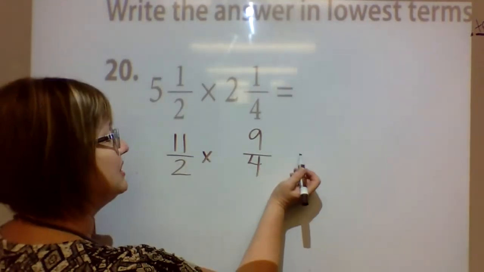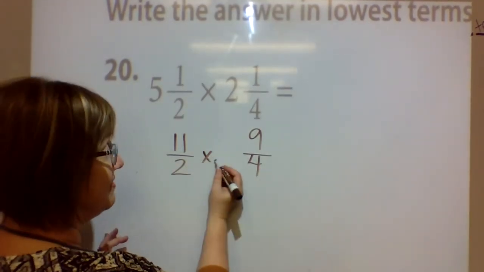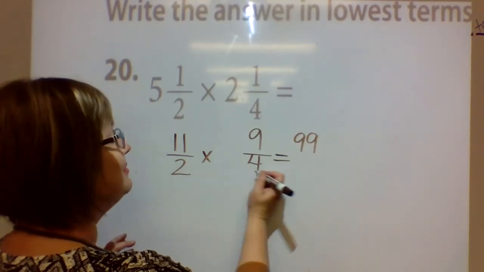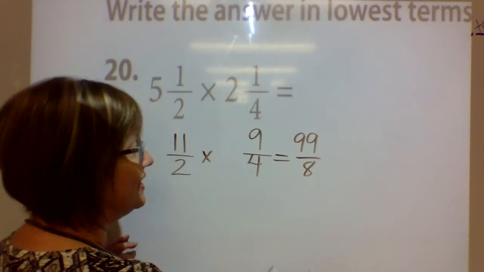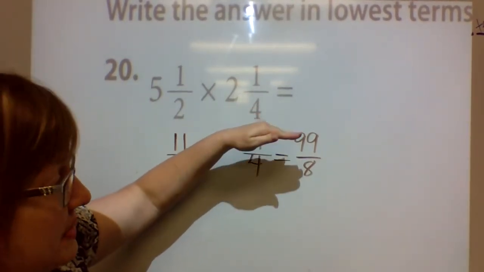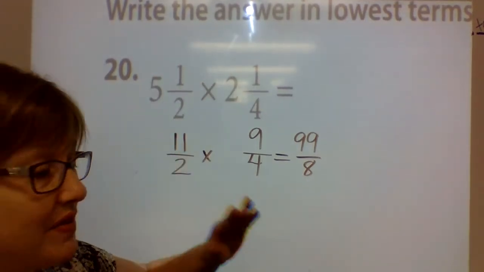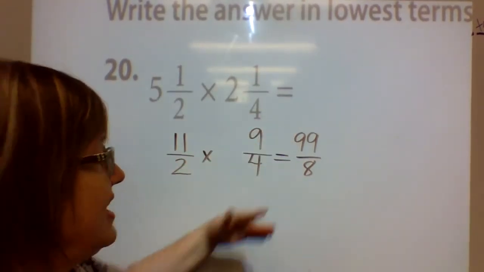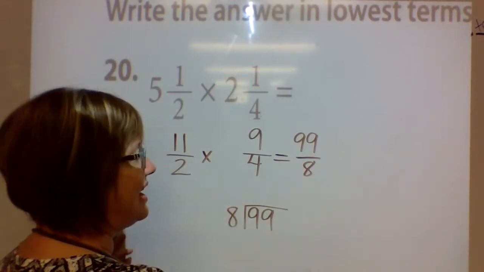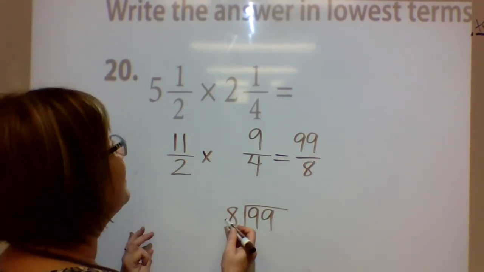Okay? Then we just multiply across. 11 times 9 is 99. 2 times 4 is 8. Then it's improper. So this is a division problem. Divide the top number by the bottom number. Write the remainder as a fraction. 99 divided by 8. So I'm going to come down here and do that. 99 divided by 8. Okay?